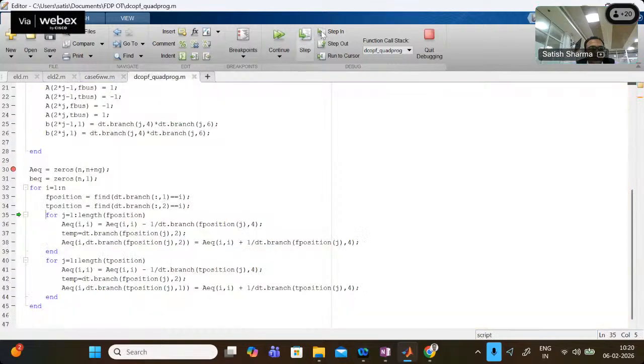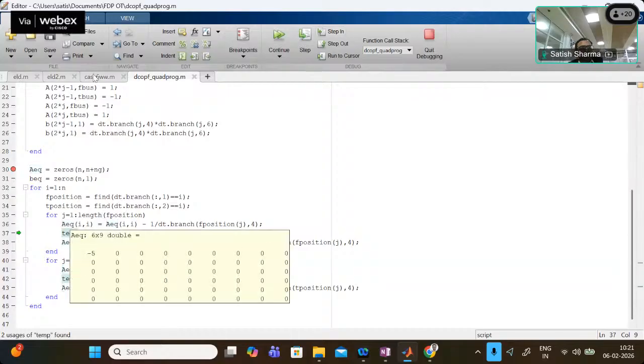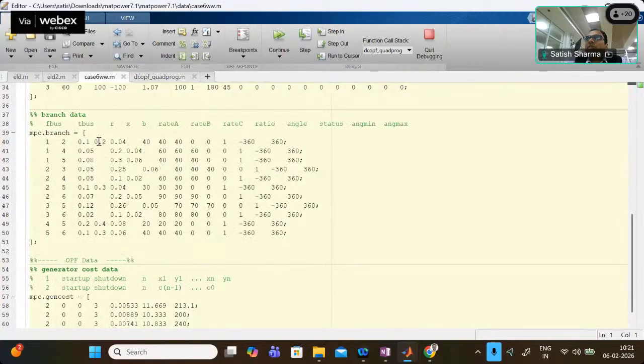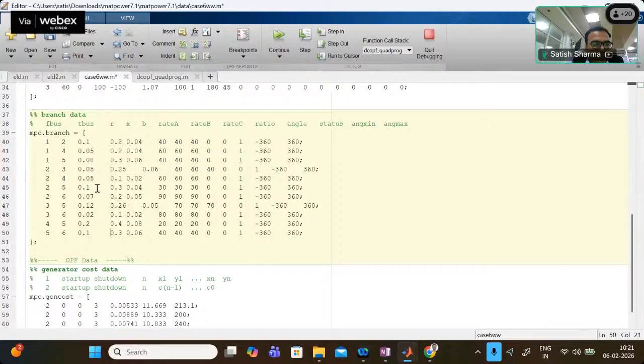Now, if I go, the value of J will be 1 and then AEQ should become some negative value. So minus 5. So just note down that it is 0.2. So that will be basically the 5 value. Okay, so let me do it like this. So these are the X values, right? And these are the different X values.